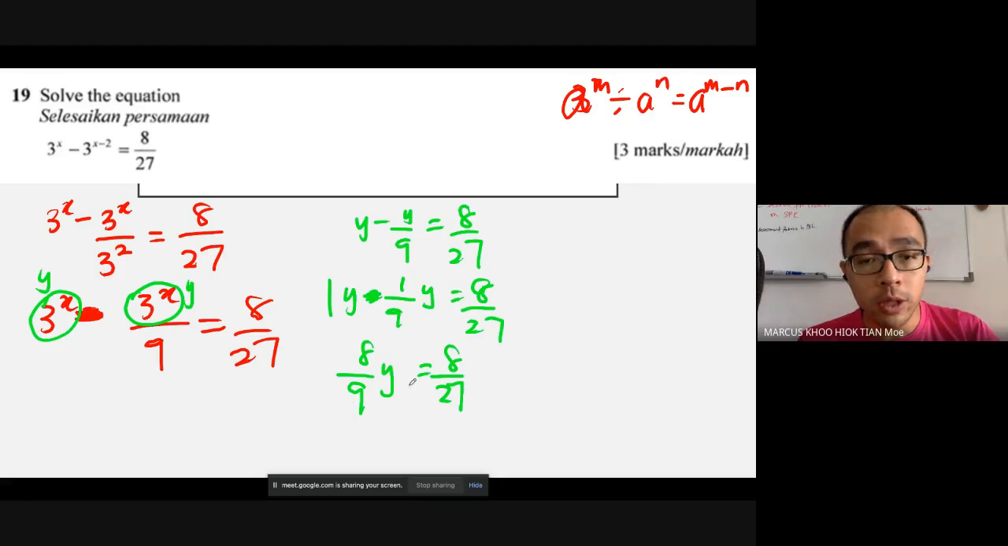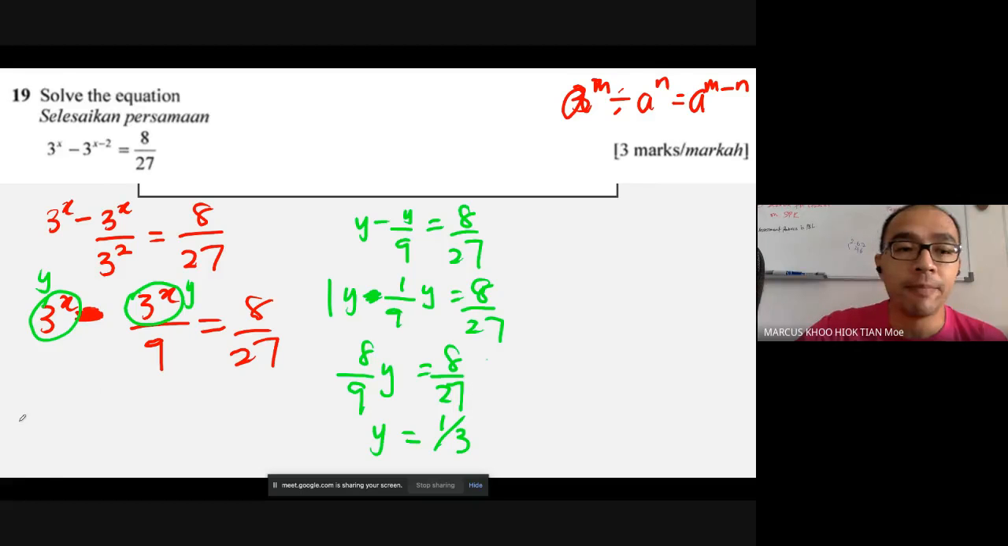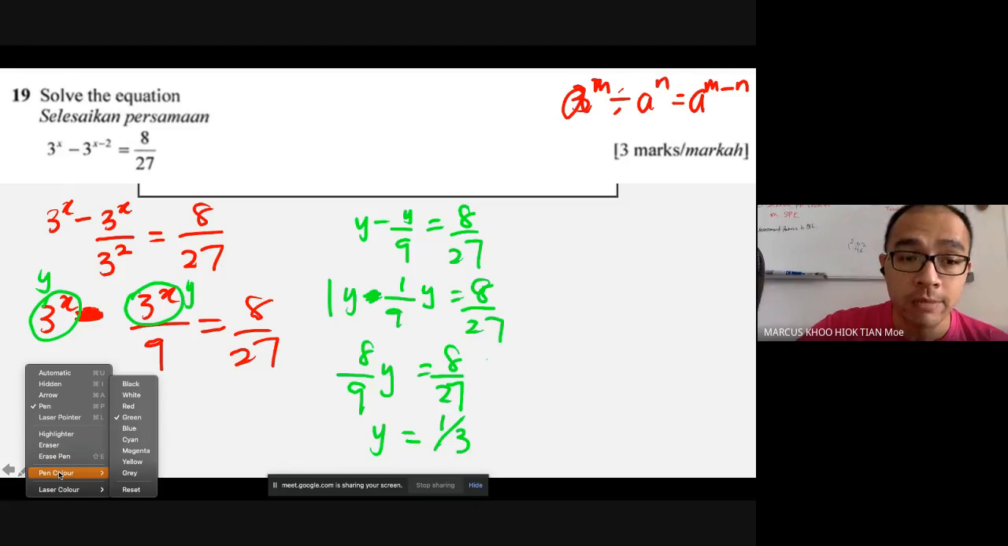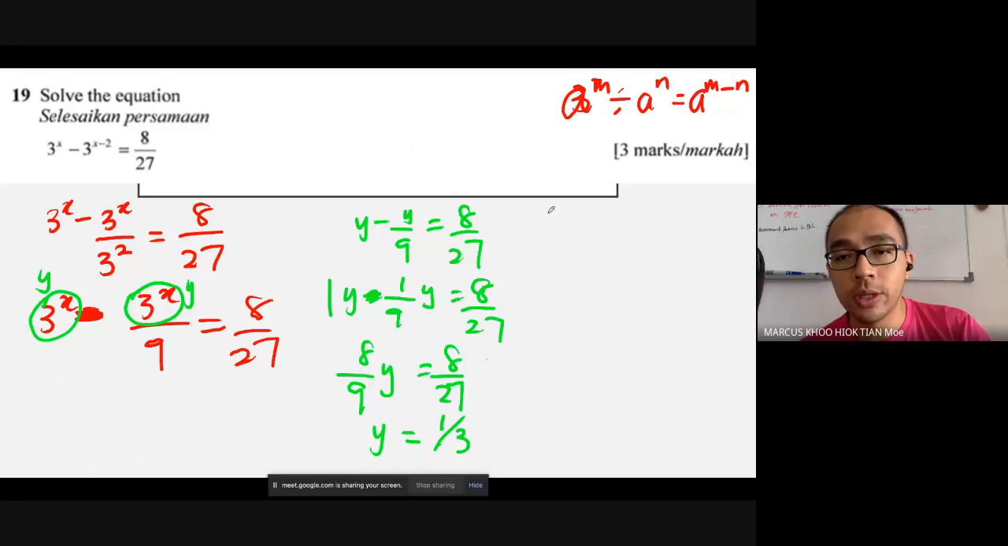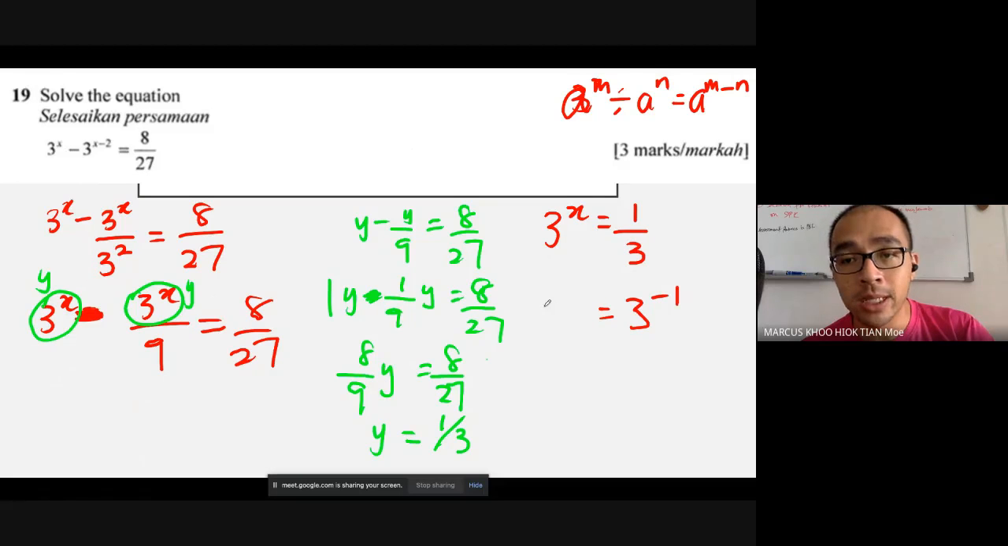Then we cross multiply, we will get y equals 1 over 3. You bring this 9 up, 8 down, and multiply, you get y equals 1 over 3. Now, originally, I said that y equals 3 to the power of x, right? So I'm going to change it back. So 3 to the power of x equals 1 over 3. And we know that 1 over 3 is actually equal to 3 to the power of minus 1. So what can we conclude? That x equals negative 1.